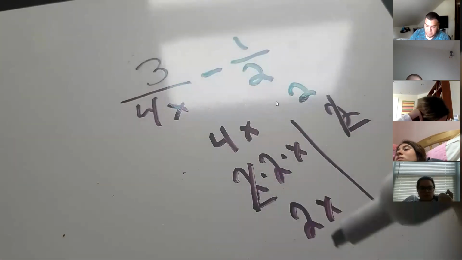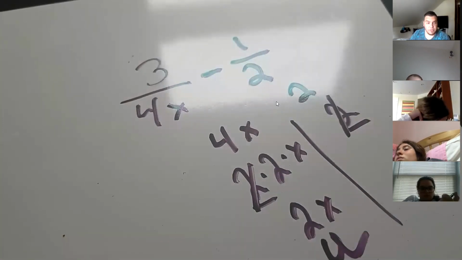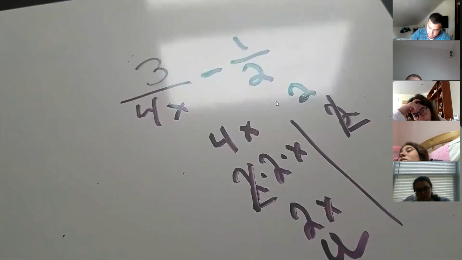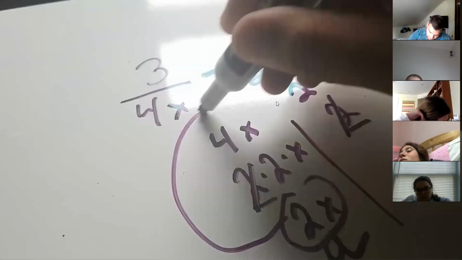This is your uniques. I don't know, I need to figure out a better word. Maybe unique is good. But 2x is unique on the left side, so we're going to have to multiply it to the right side. So let's bring it over here. Okay.